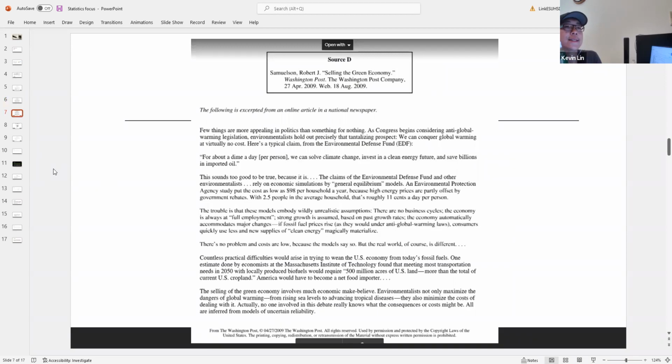Source D, "Selling the Green Economy." Ooh, this one I'm a little tricky on because I'm not too sure. Selling is kind of like mid-ground, because selling means maybe some problems or maybe there's some controversy regarding it. So I might need to read a little bit here. Online article in a national newspaper, okay, so again, trustworthy. And it says, "Few things are more appealing in politics than something for nothing. As Congress begins considering anti-global warming legislation, environmentalists hold out precisely that tantalizing prospect: we can conquer global warming at virtually no cost." Okay, it might sound like it's pro in this case, because there's zero cost to green living, or at least virtually no cost, at least for the environmentalists.